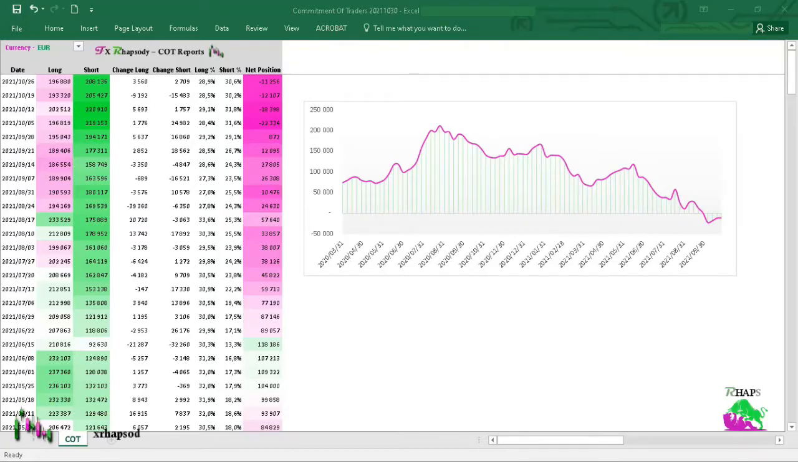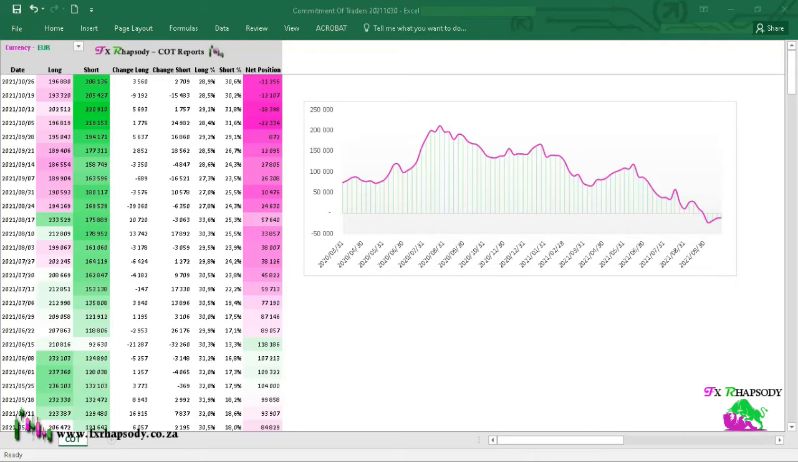Now, looking at the COT report, a lot of guys don't know what the COT report is. It's the Commitment of Traders, so it's the Commodity Futures Trading Commission's Commitment of Traders report. It comes out every Friday at around 3:30 Eastern Standard Time.